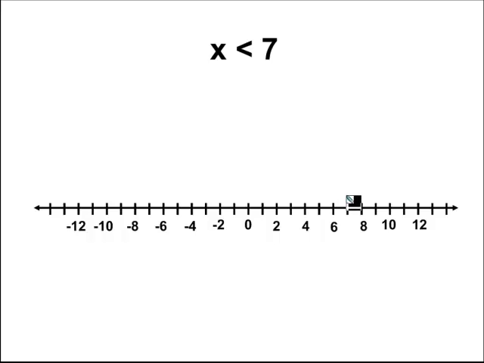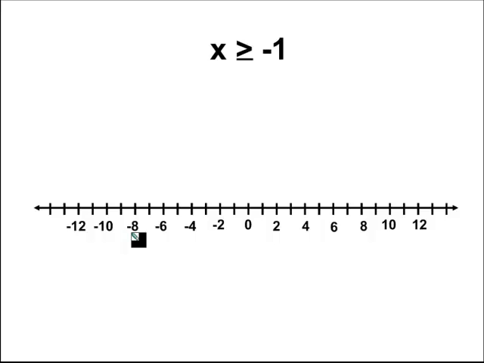So when we do not have an equals under our inequality, we put an open circle at 7 to express that it can come up to 7, but it can't equal 7. And then we just put an arrow down towards all the numbers that are less than 7.